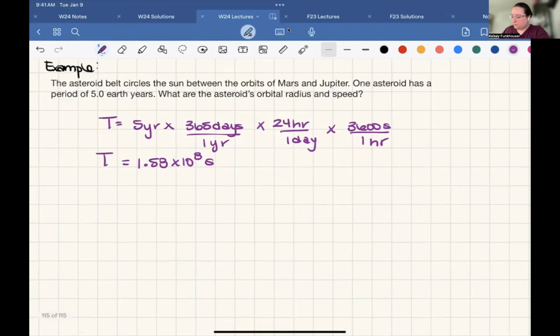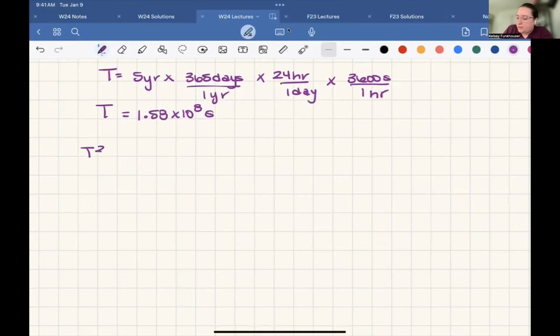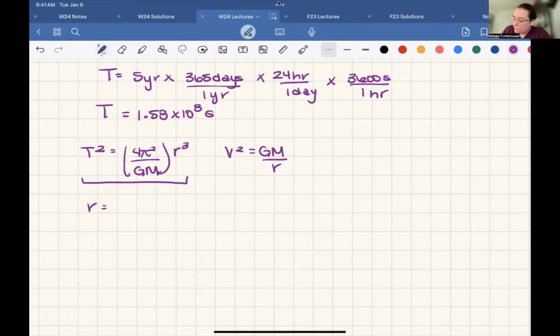And then the equations we just covered: T squared equals 4 pi squared over GM times the radius cubed. And then it also asks for velocity, which is v squared equals GM over r. We don't have r yet. We need to find it. So let's rearrange this equation to get that. So r equals, so that's just going to be dividing this whole term on both sides and then cube rooting everything. So GM over 4 pi squared times T squared, and then everything to the 1/3, or third root.